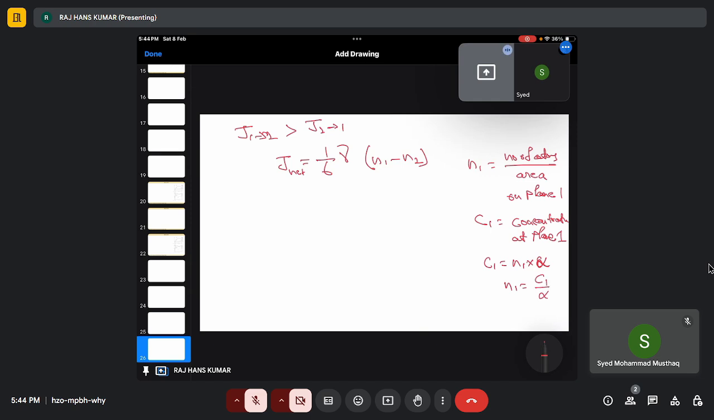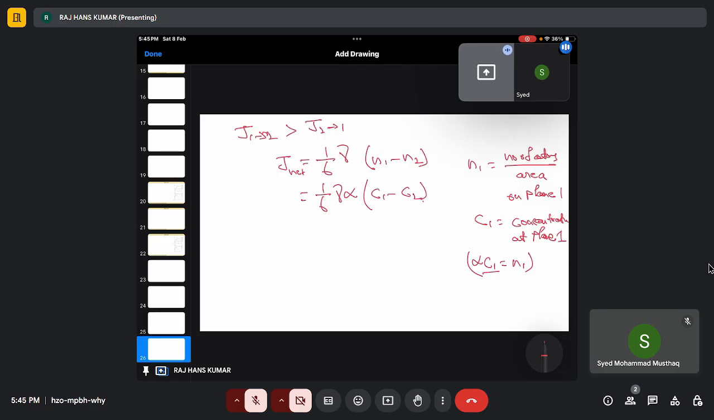Okay? Oh, wow, I made a mistake. It's not C1 by alpha. It is alpha times C1. So that's how it will be equal to the number of atoms per unit area. Volume and this distance will get cancelled, right? So then 1 by 6 times alpha times jump frequency will be equal to C1 minus C2.